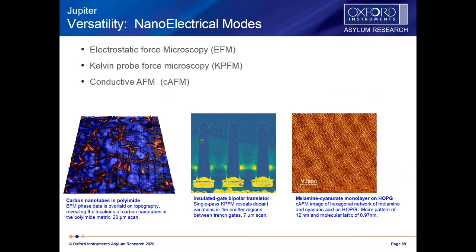The example in the center is a transistor, where we are performing Kelvin probe force microscopy to measure the variation in the dopant profile. And the example on the right is a molecular layer of a polymer called melamine cyanurate on graphene. And conductive AFM shows the moire pattern and also the molecules of melamine cyanurate. So very high resolution images.